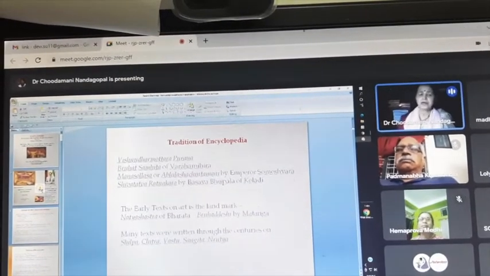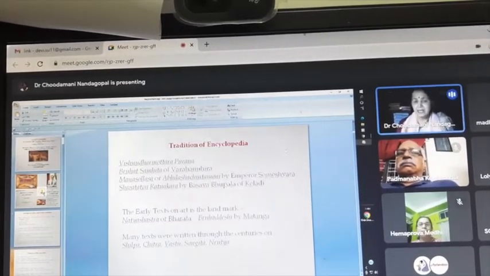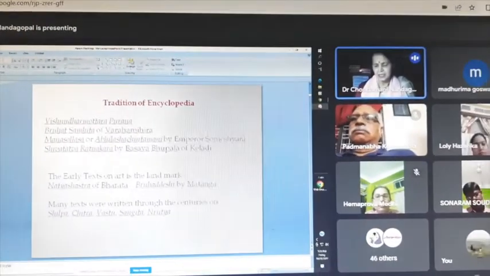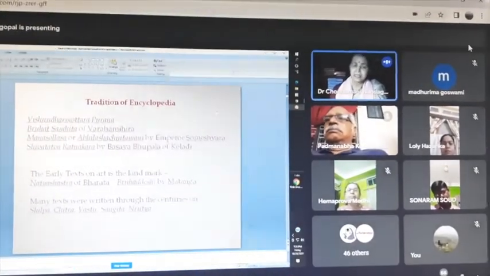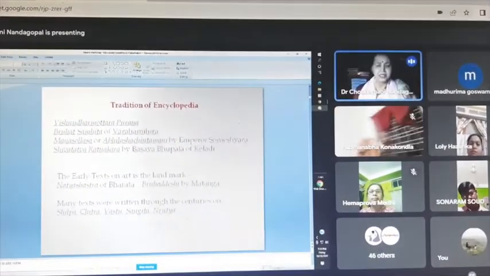Then we also have the Brihat Samhita of Varahamihira. If at all you want to know what Indian science is, ancient Indian science, it is the Brihat Samhita which gives us the entire understanding.